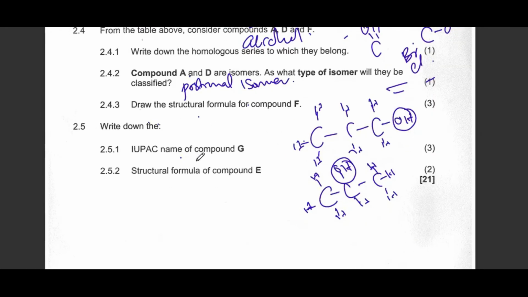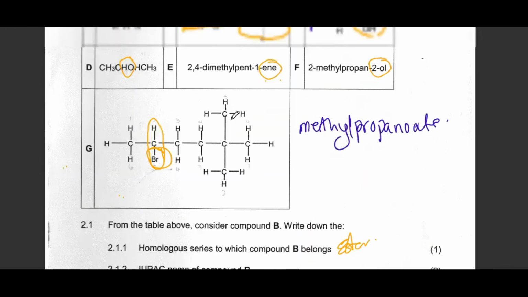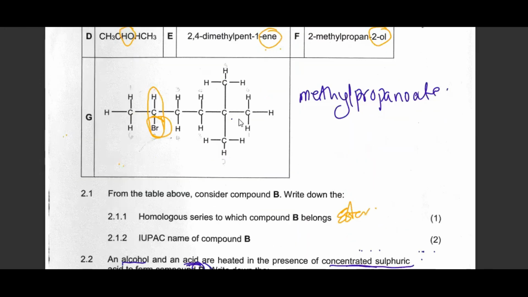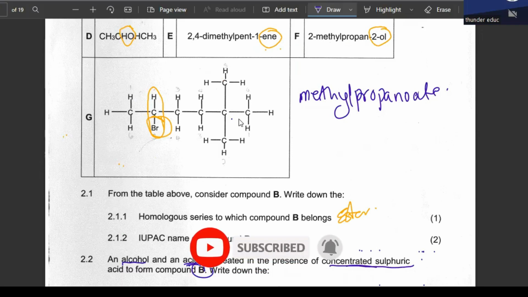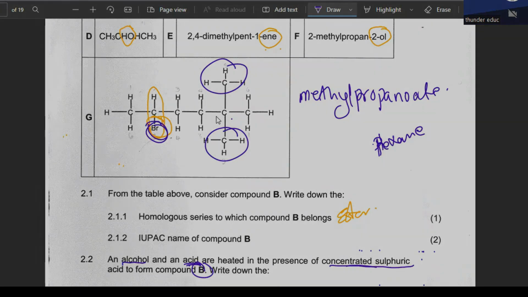But even this oxygen must show a bond. Then they are saying that, that's the drawing. Then the IUPAC name of G. Where is G? G, so it's 1, 2, 3, 4, 5, 6. So it means that 6 is hexane. Hexane, yes, hexane. Because this is the functional group, I'm going to count from this side.